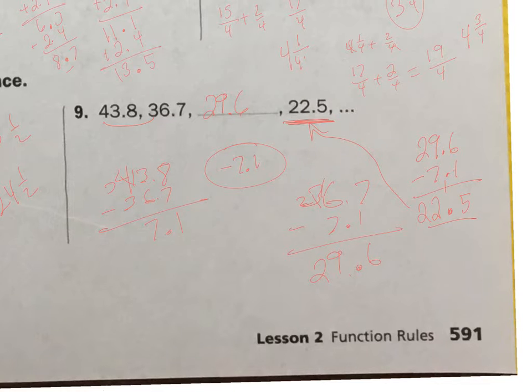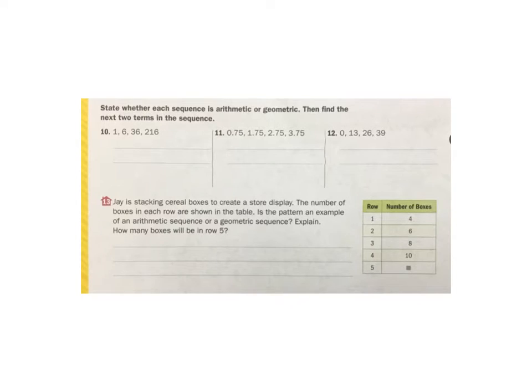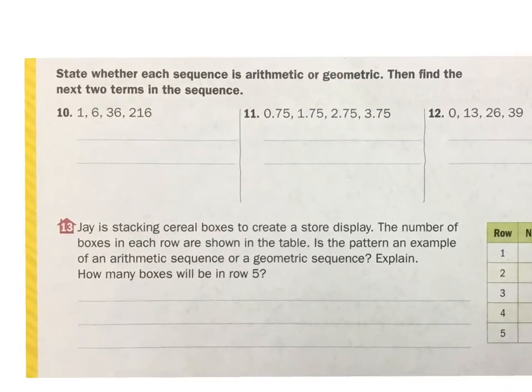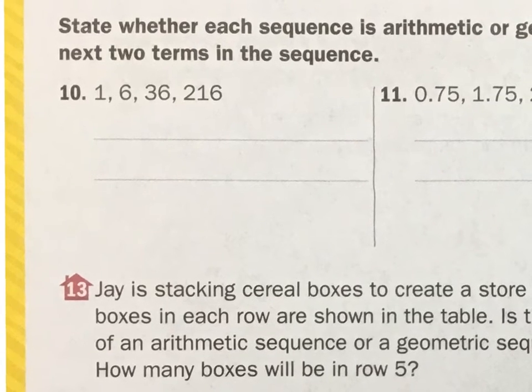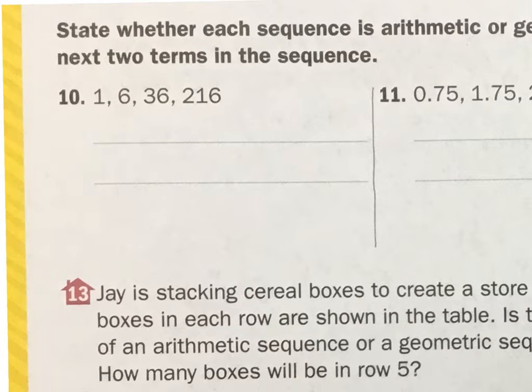Alright, now I do want to go to the next page. We have 3, I think we have 3 or 4, 4 more. Okay. Let's do these. We want to state whether each sequence is arithmetic or geometric. Remember, arithmetic means that it's adding, and geometric means that it's multiplying.